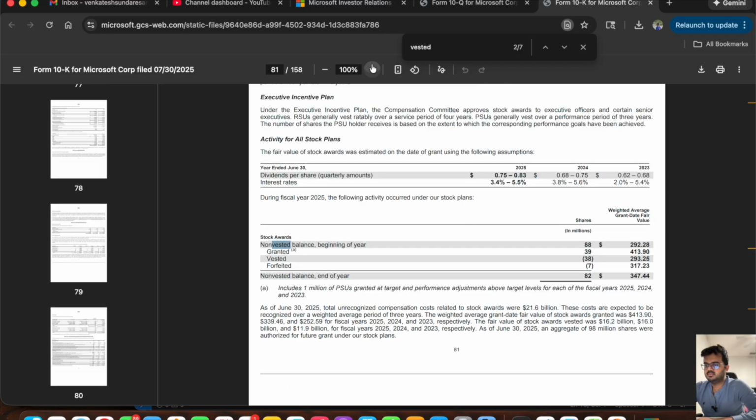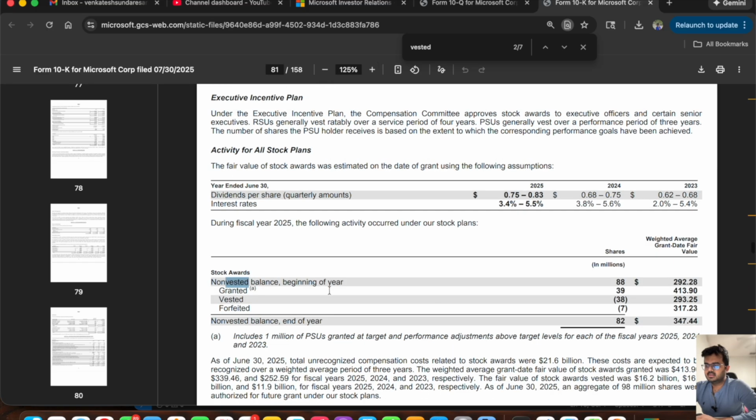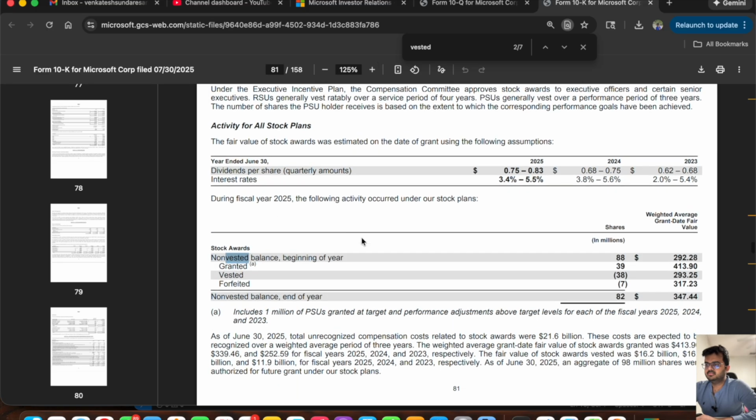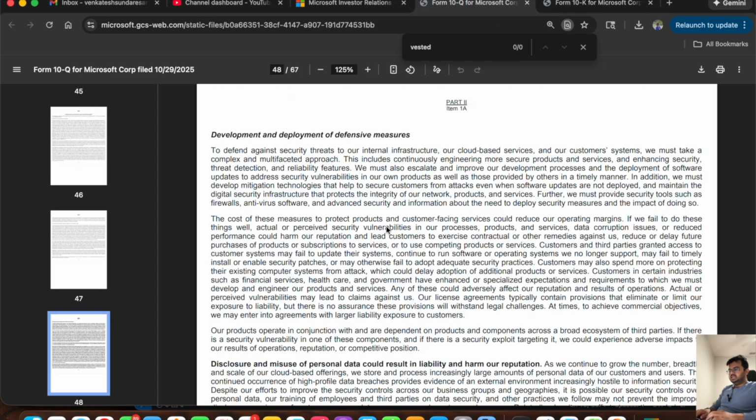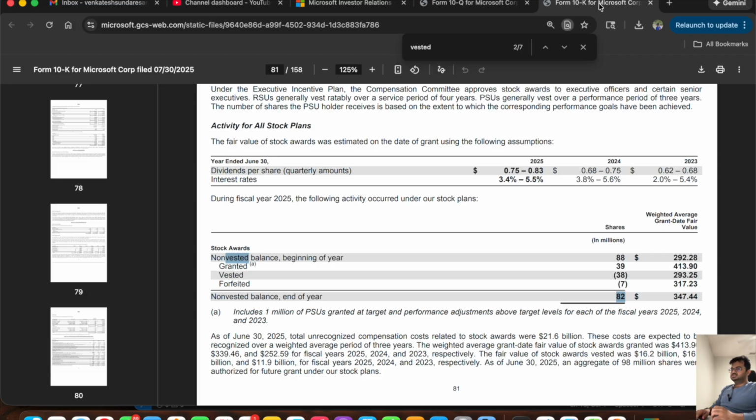Okay. So here, what Microsoft has mentioned is they have some stock units which they have granted. This is again as per the annual report which was published on June 30. Here they have mentioned a non-vested balance at end of year of 82 million shares, but we haven't got any information on the same in the most recent quarterly report. So now the confusion is, should we consider this number even though it was not in the most recent filing?